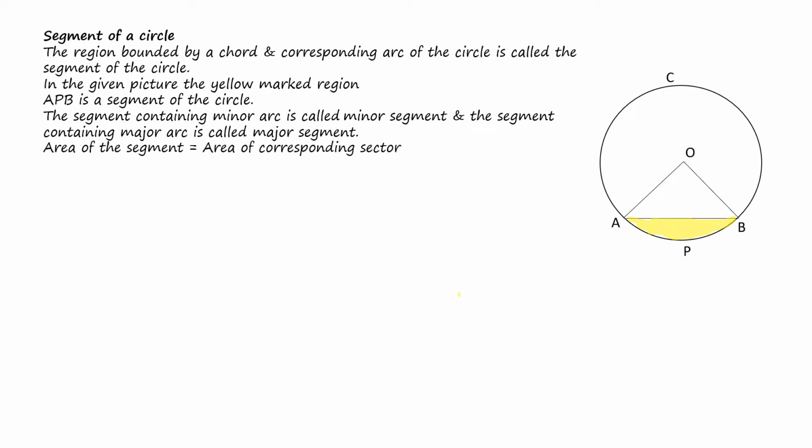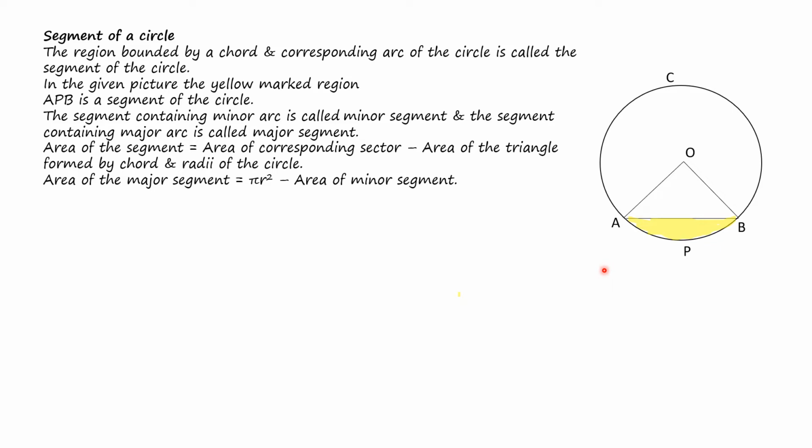Now, how to get the area of the segment? Area of the segment equals the area of the corresponding sector minus the area of the triangle formed by the chord and the radii of the circle. Here APB is a segment. How to get this area? First of all, we have to find the area of the total sector OAPBO. Total sector minus the area of this triangle AOB will give the area of this segment APB.